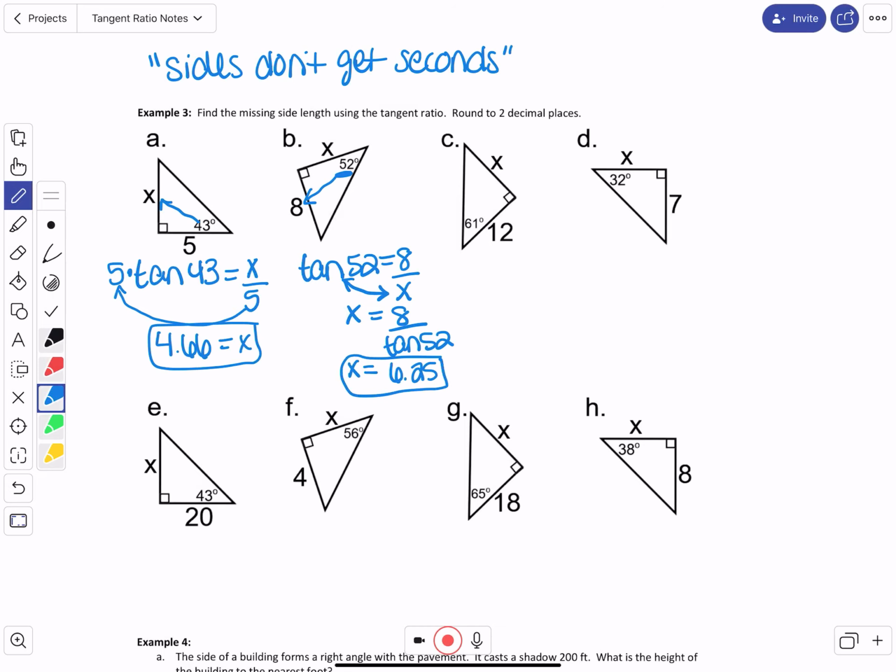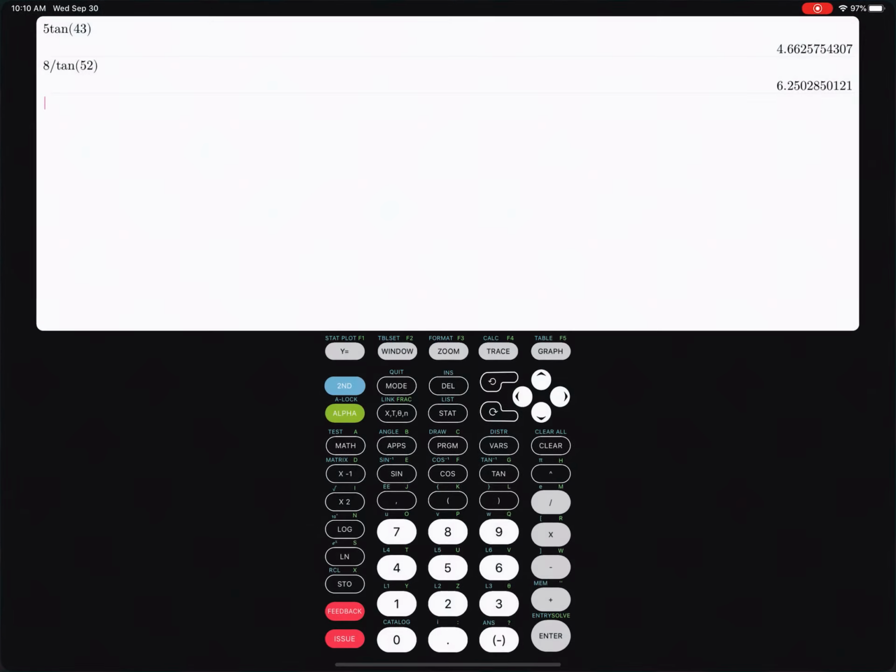Okay. So on my next one, I have the tangent of 61 equals, I figure out what my opposite is. My opposite is x over 12. So x is not on the bottom, x is on top, so I multiply by 12. So I do 12 times the tangent of 61. And I get 21.65 if I round to one decimal place.